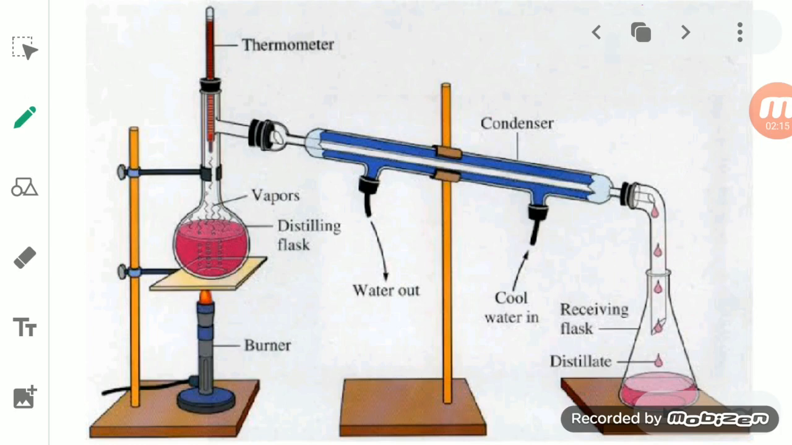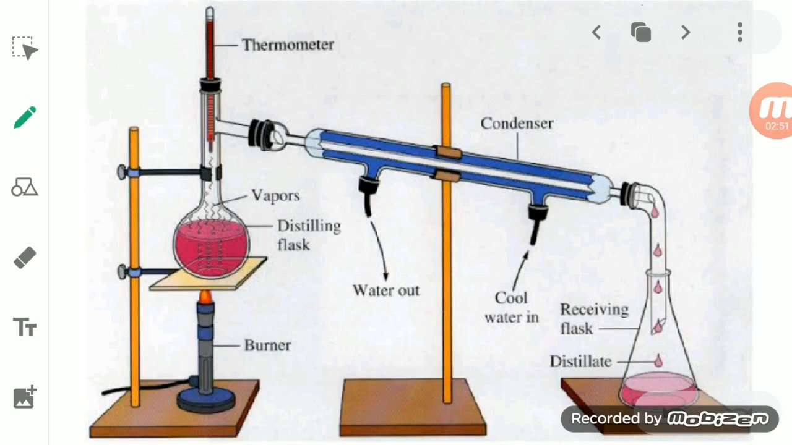As I said, it is a process of heating a liquid to form a vapor, and then cooling the vapor to get back the liquid. The liquid obtained by condensing the vapor is called distillate. So the liquid which gets heated and becomes vapor, and again by cool temperature becomes a liquid, is known as distillate. And in order to obtain both, we use this separating technique, that is distillation.